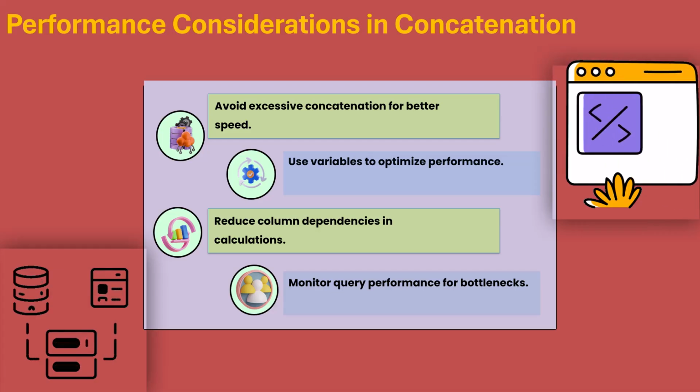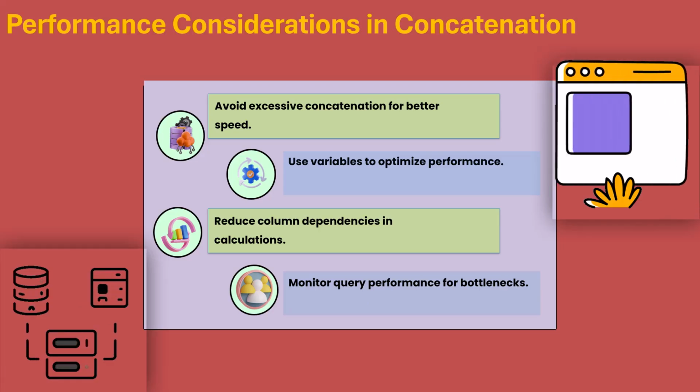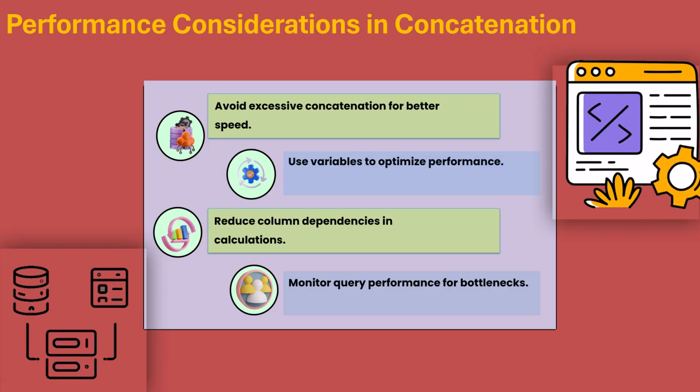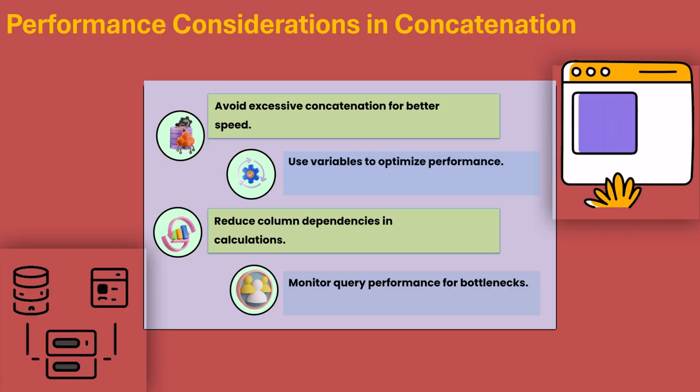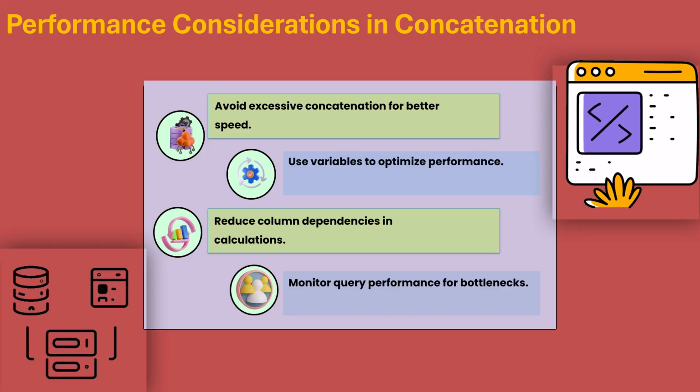Overloading Power BI with excessive concatenations is like adding too much luggage to a tiny scooter. It just won't run smoothly. Instead, use variables to streamline performance. Keep dependencies minimal. We don't want calculations running a marathon for a simple result. Finally, keep an eye on query performance. Think of it as your dashboard speedometer.